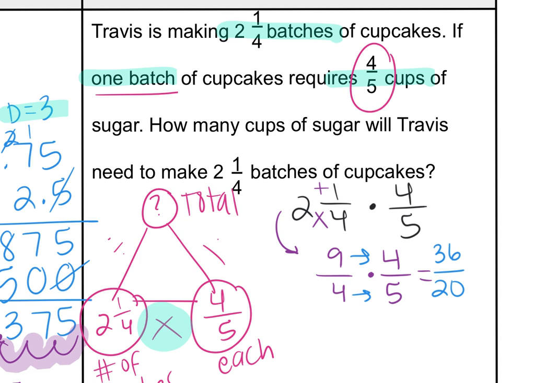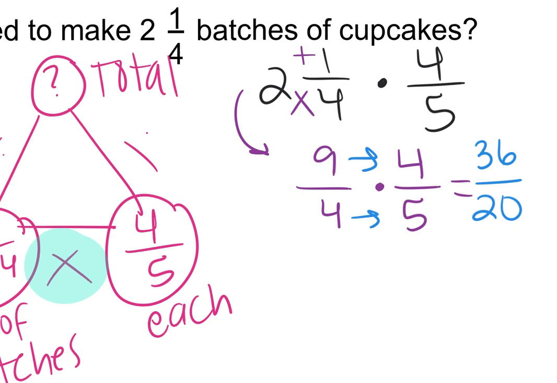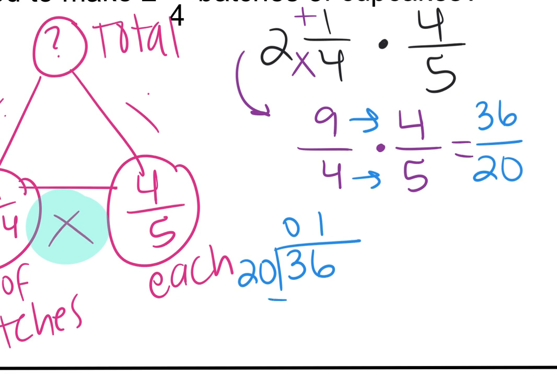Now my answer is an improper fraction, so that means that I need to divide it to turn it into a mixed number. So I'm going to do 36 divided by 20. 20 can go into 36 only once. So now I'm going to subtract that. 36 minus 20 is 6 minus 0 is 6. 3 minus 2 is 1. So that means that I'm left with 1 and 16 over 20.